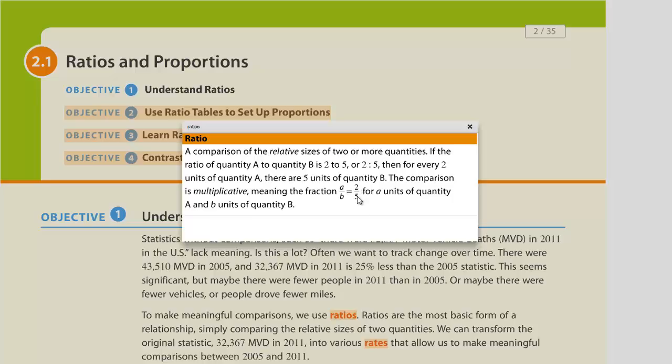And now that we have a fraction, we can use our rules of multiplication. We know that if I take this fraction and multiply top and bottom by 10, it's still the same fraction, right? 20 over 50 is still 2/5. So that means if I have 20 of the first quantity, I now have 50 of the second quantity. So ratios are basically just another version of fractions.